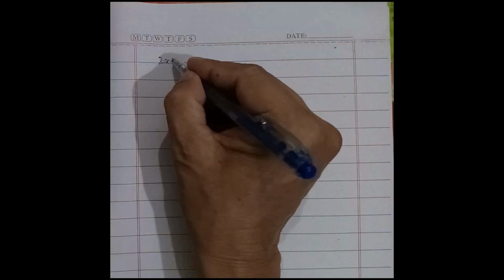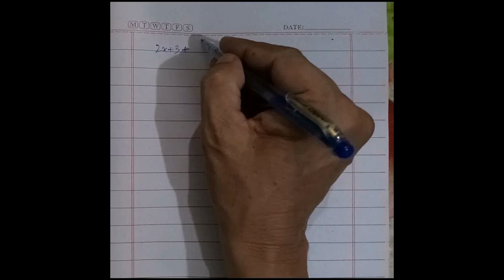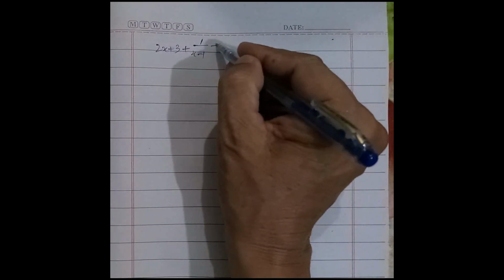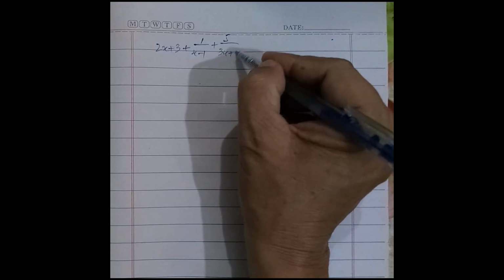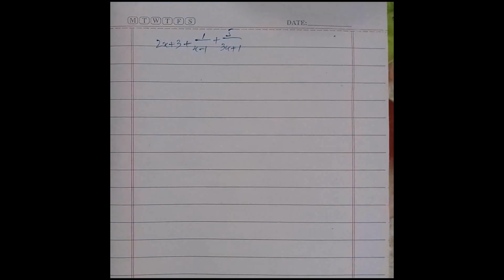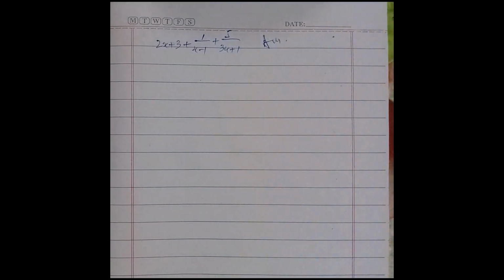Now 2x plus 3 plus the a, we get 1 over x minus 1, 1 over x minus 1 plus 5 over 3x plus 1 is the answer of question 8, exercise 4.1 partial fractions.